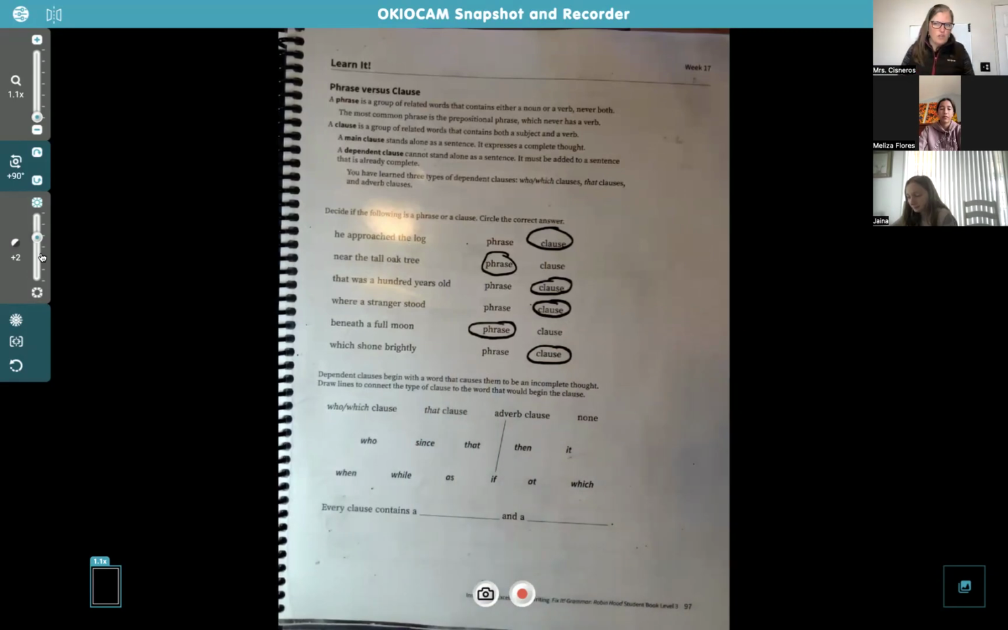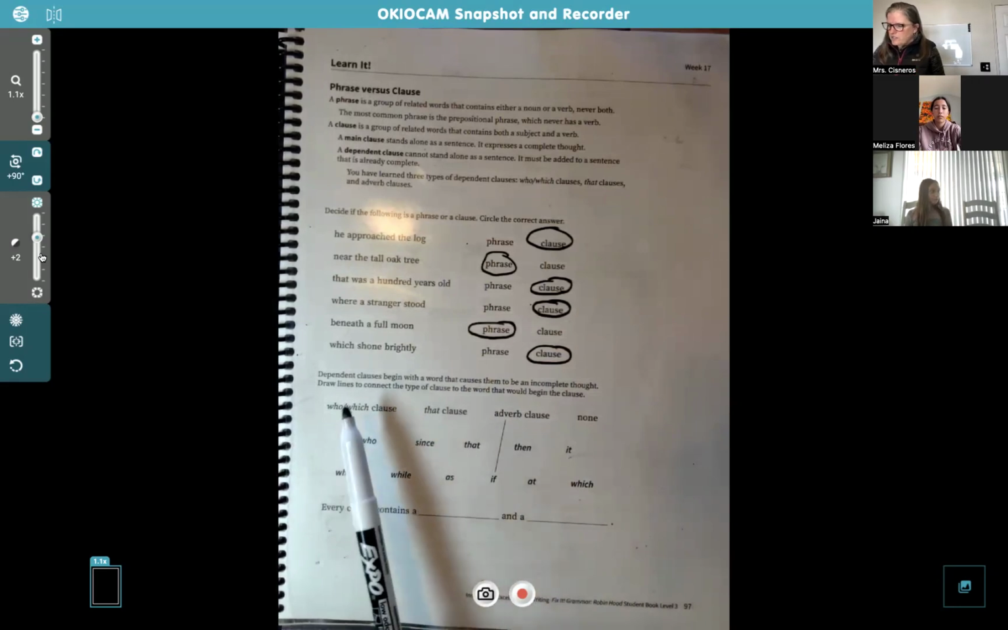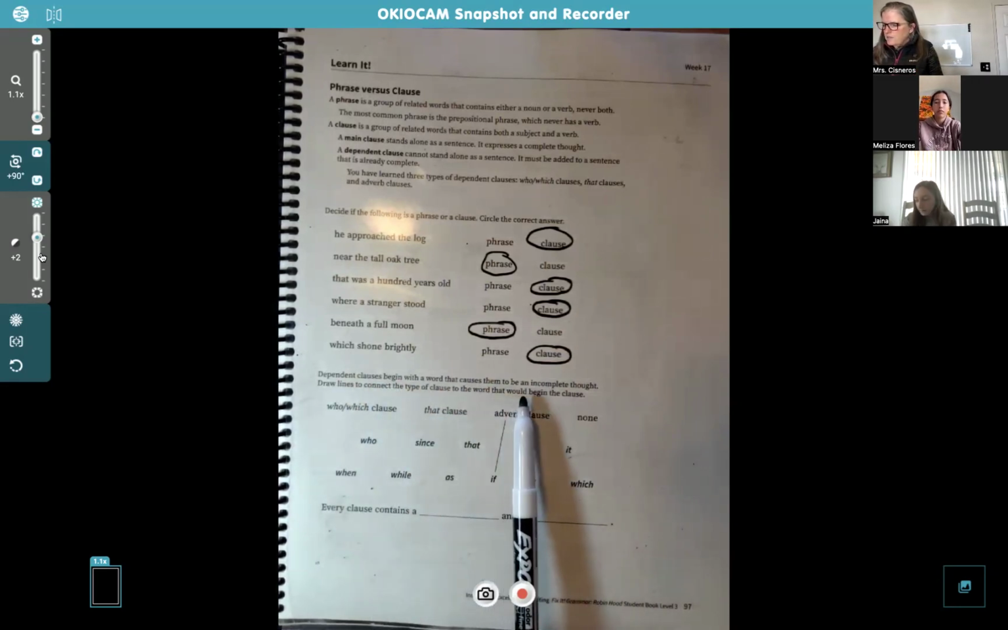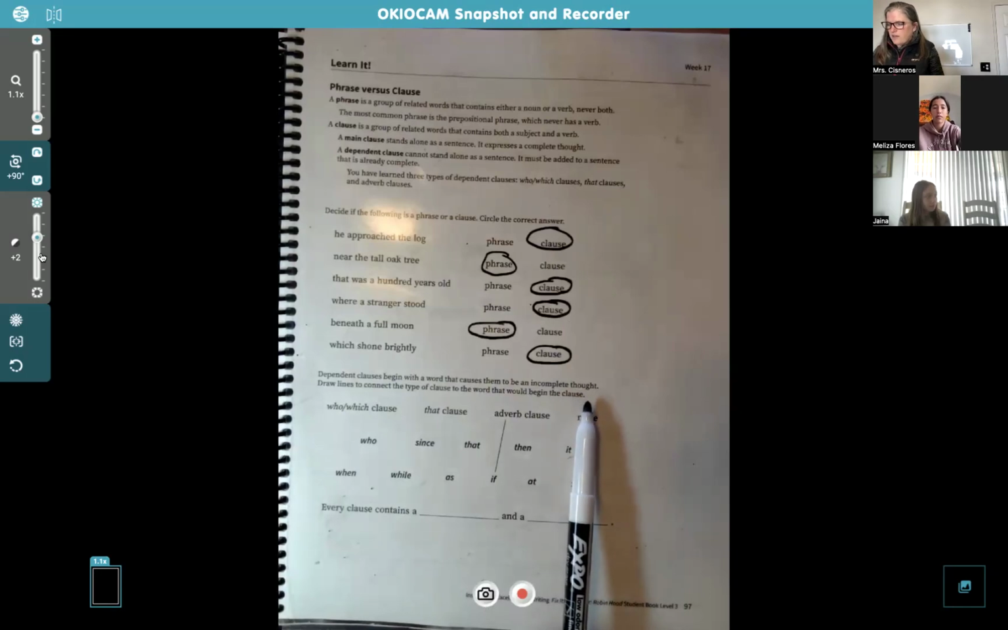It'll get easier the more you guys practice these. Think of a because clause, a who which clause, that clause, adverb clause, all those clauses. All of them have verbs, and then the phrases do not. Okay, so look down here. It says dependent clauses begin with a word that causes them to be an incomplete thought.